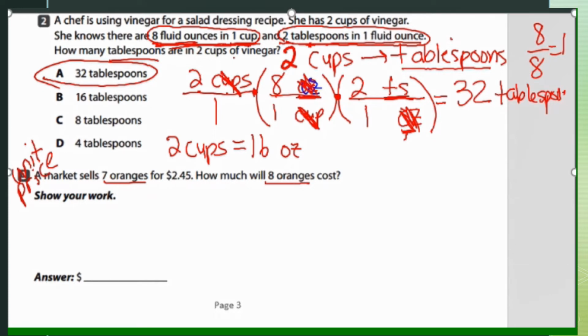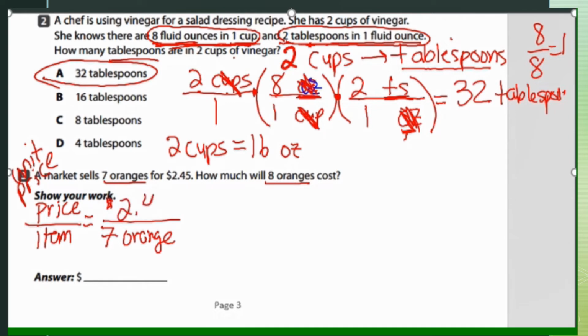So you have to first start off with, if you want to figure out how much 1 orange costs, you need oranges in the denominator. So unit price is price per item. You don't have to memorize that because you can use common sense and know that you want the price for 1 orange. So that's how you know you need to put oranges in the denominator. And then in the numerator, you need $2.45.